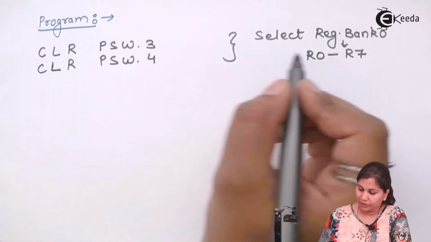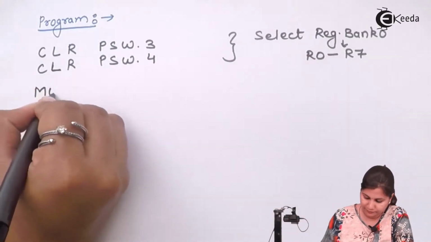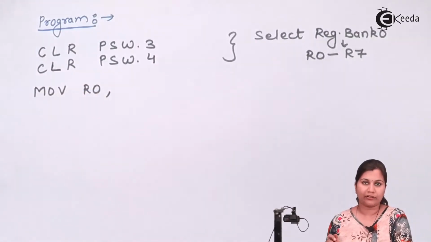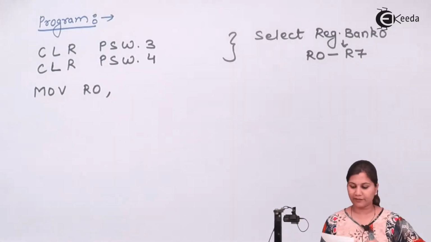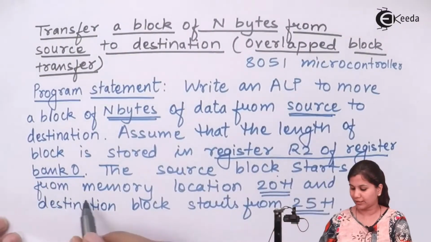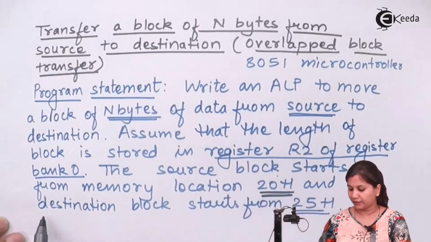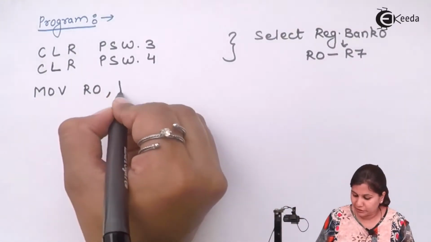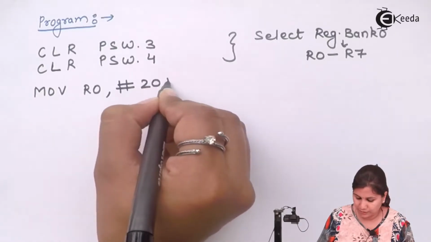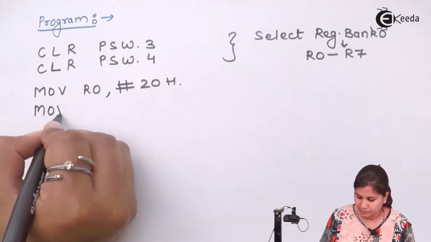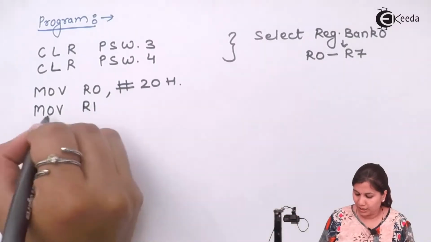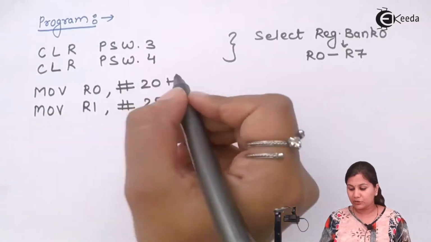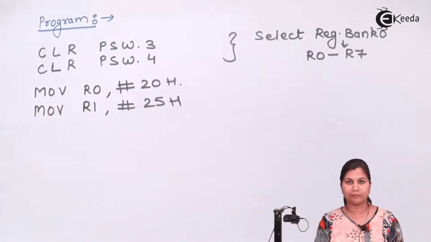Now next we are using R0 register for initializing the source address. Okay, in the question it is given to us that the source block starts from the memory location 20H and the destination block starts from 25H. So R0 will be initialized with the address 20H, and R1 again of register bank 0, R1 is initialized with the address 25H. H means that these numbers are in the hexadecimal notation.